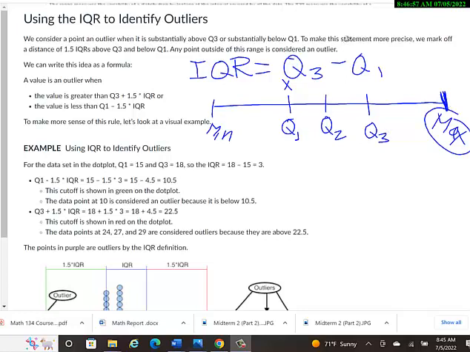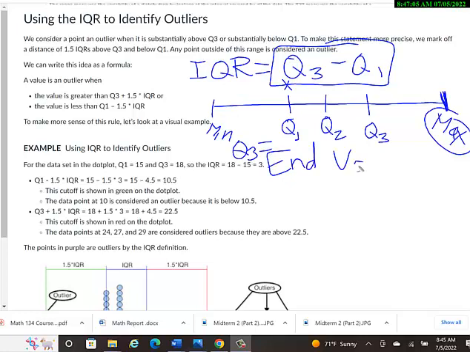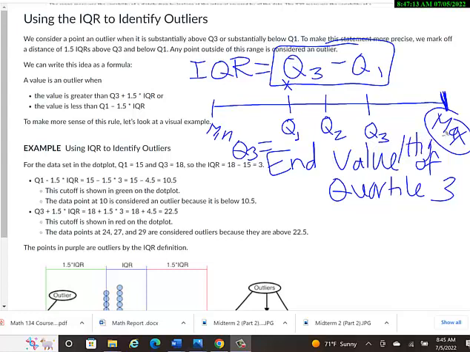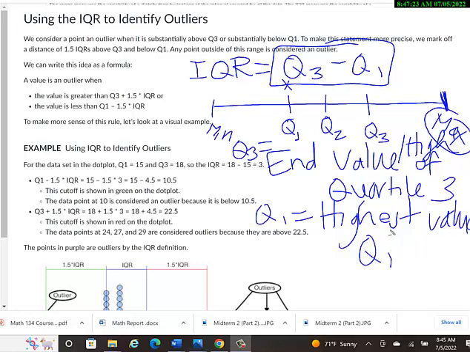So the interquartile range you calculate by taking Q3 as the end value of quartile 3, the highest value of quartile 3, and then quartile 1 is similar, but it's the highest value of quartile 1. Yeah, the very rightmost, you could think of it as.